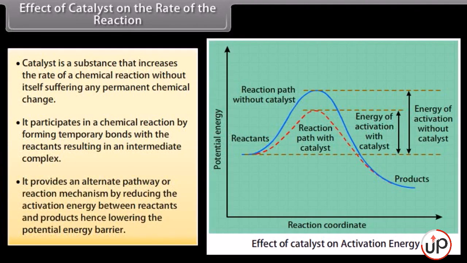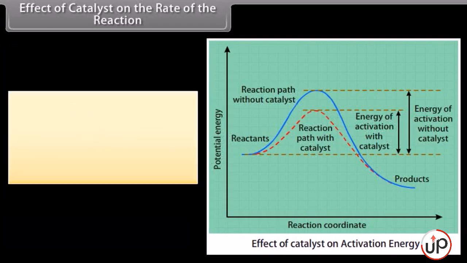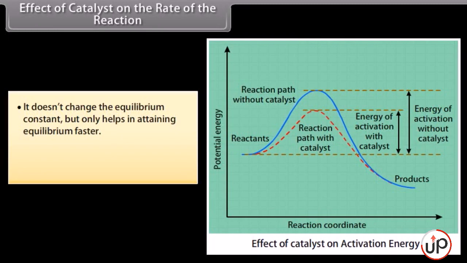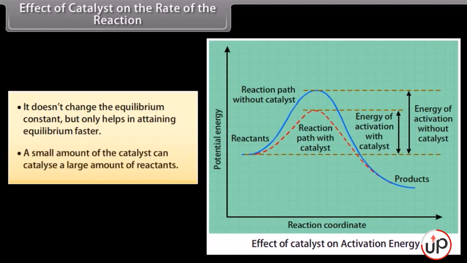It provides an alternate pathway or reaction mechanism by reducing the activation energy between reactants and products, hence lowering the potential energy barrier. It doesn't change the equilibrium constant, but only helps in attaining equilibrium faster. A small amount of the catalyst can catalyze a large amount of reactants.